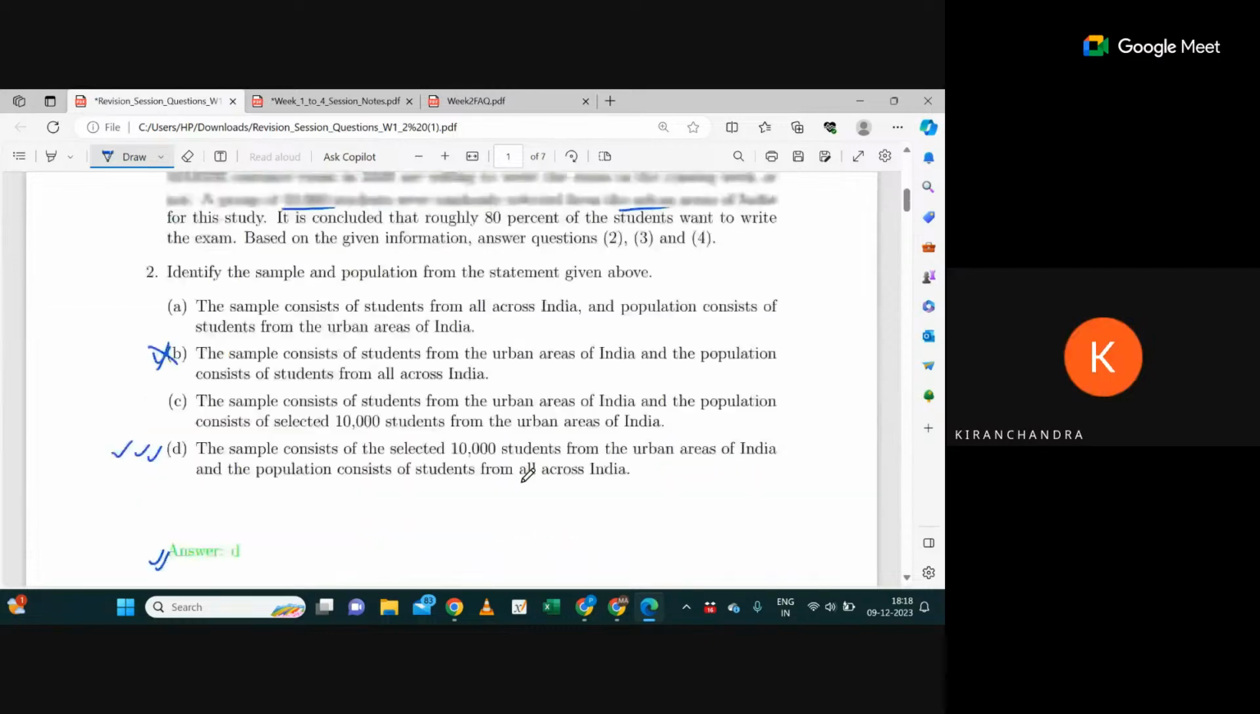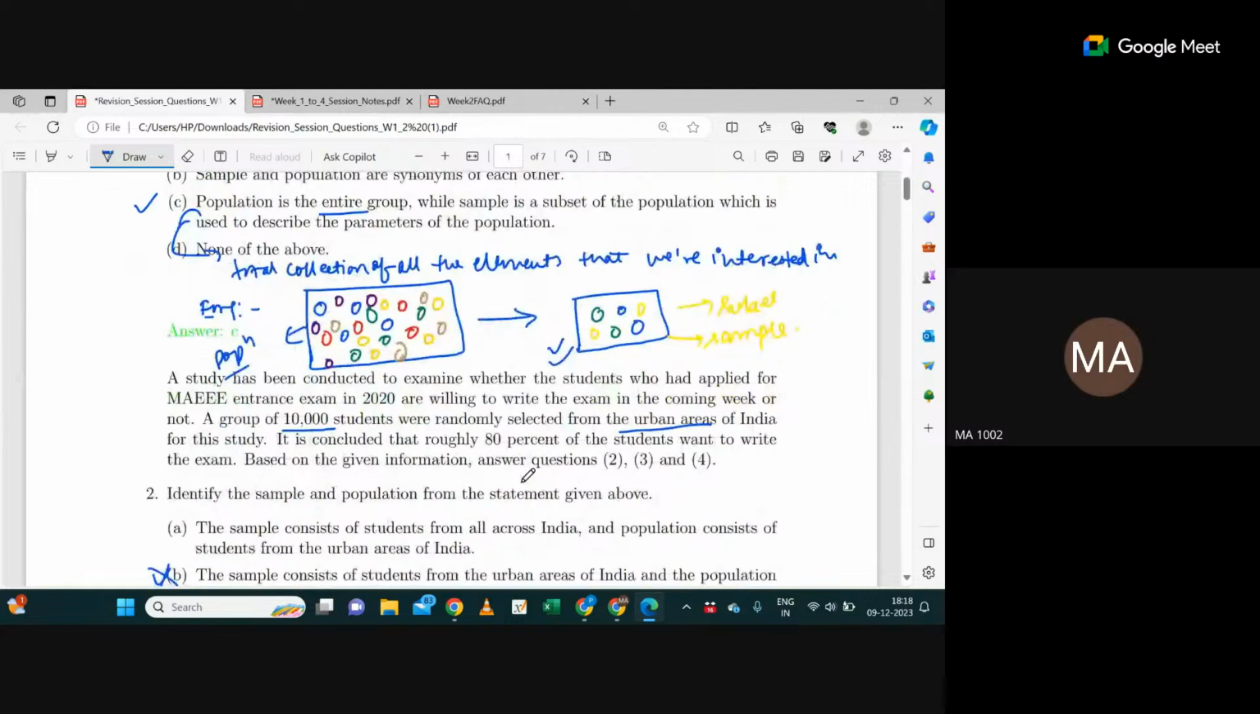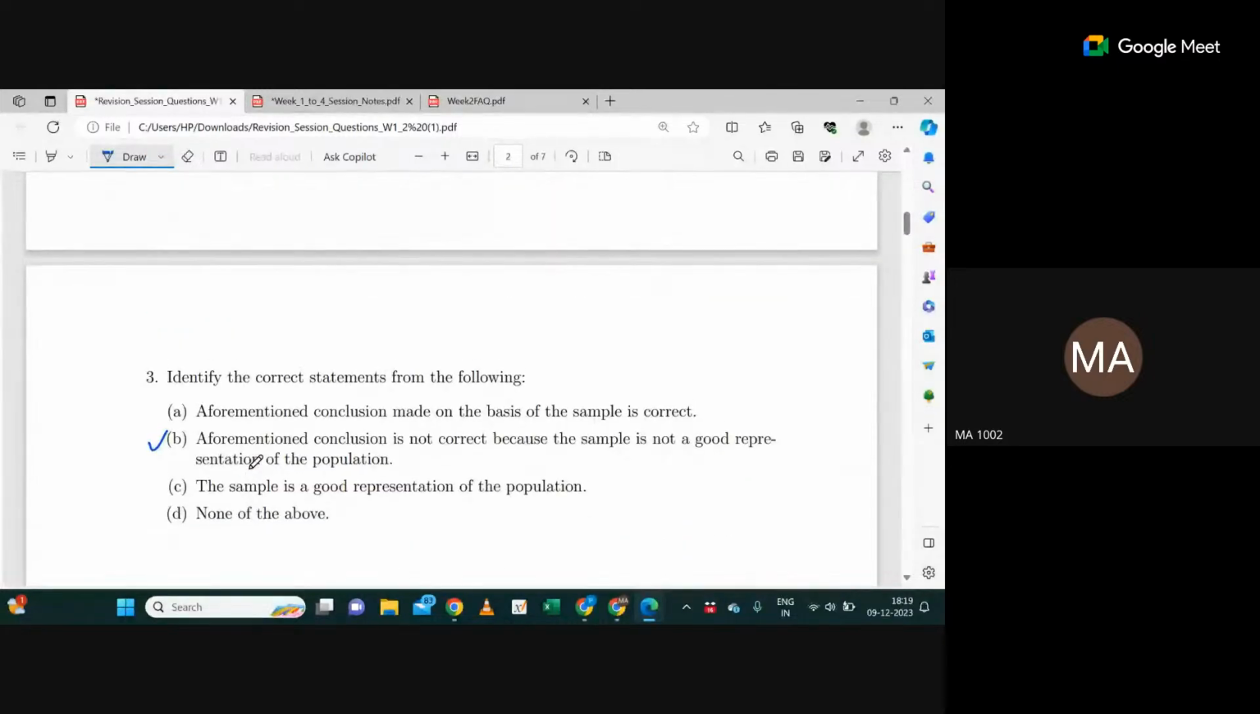Okay, should I go to the question? Yes, sir. Okay, so the conclusion is that roughly 80% of the students want to write the exam. This is the conclusion they have made. Based on this information, answer the question. B. B. Okay, two votes for option B.